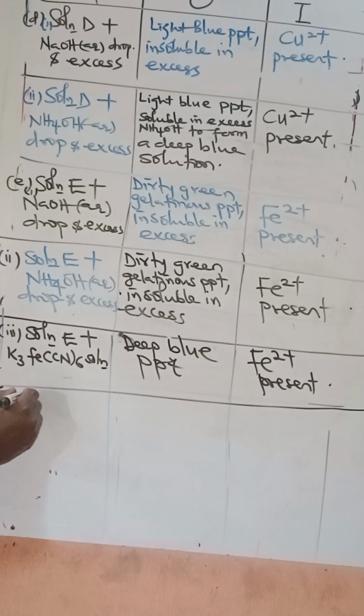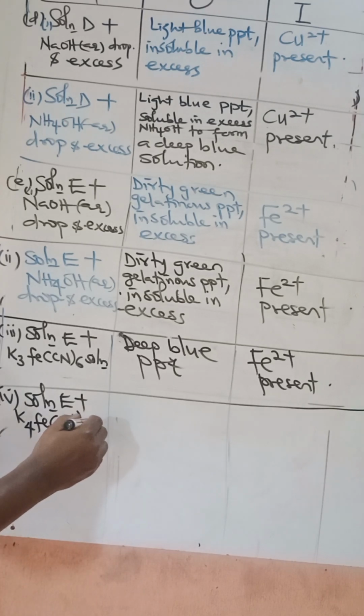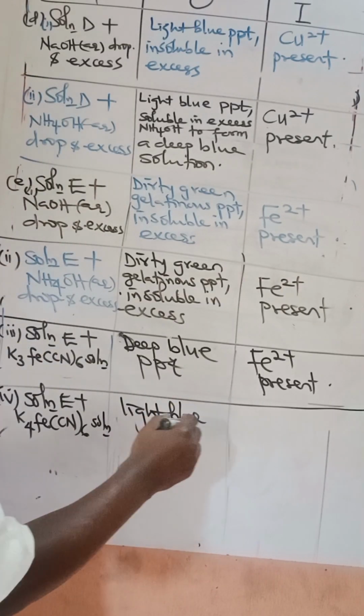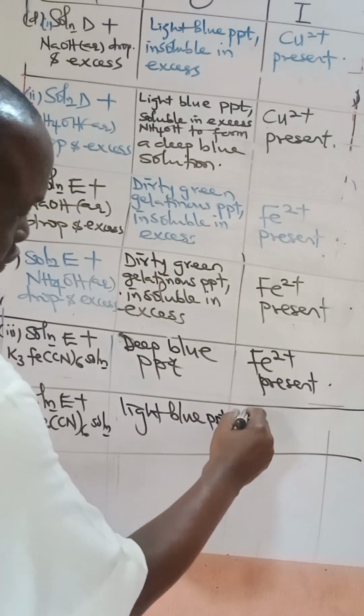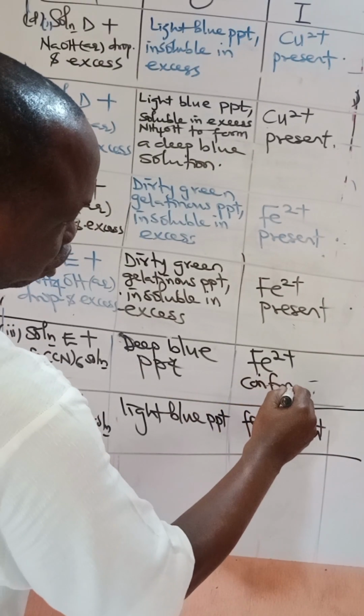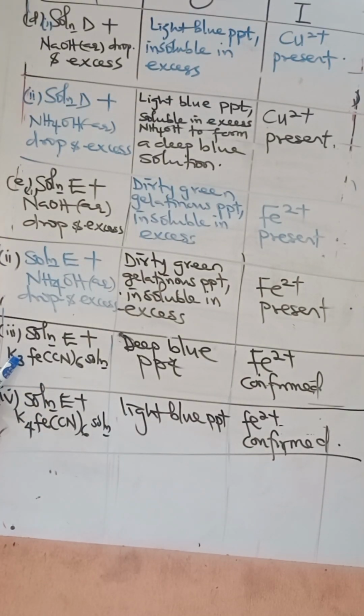Then what happens if you use solution E plus K4FeCN6 solution? You have a light blue precipitate here. Light blue precipitate. What you are going to say is still iron 2 present, or I would prefer confirmed, for further confirmation. So you have finally confirmed it. So look at the difference: potassium hexacyanoferrate 3 and potassium hexacyanoferrate 2. If it is 3 for iron 2, it will be deep blue. That is what you can use for that.